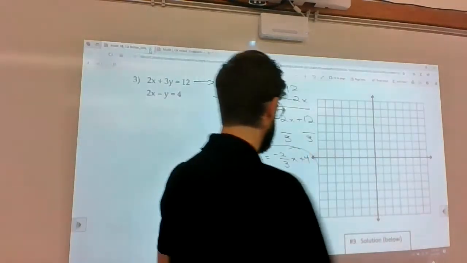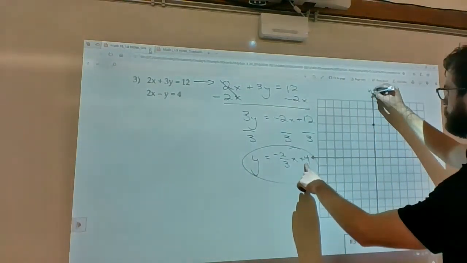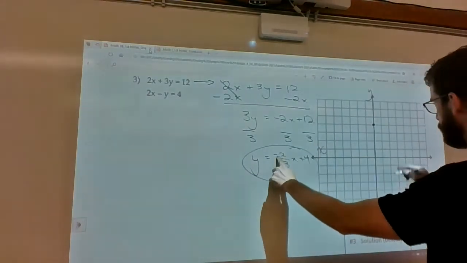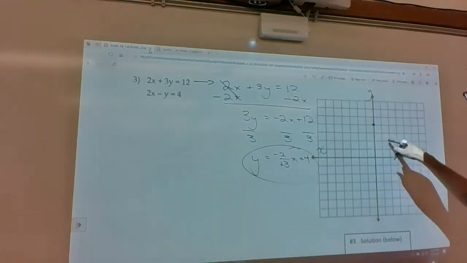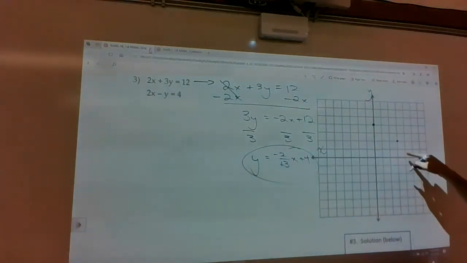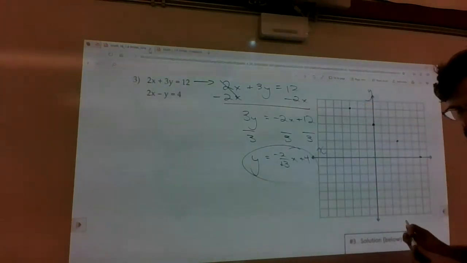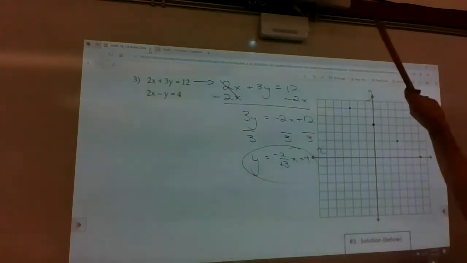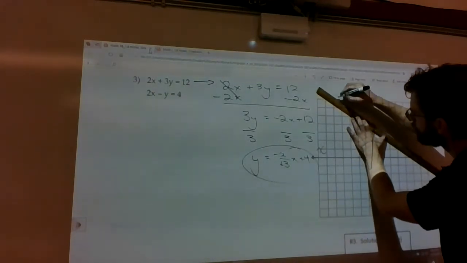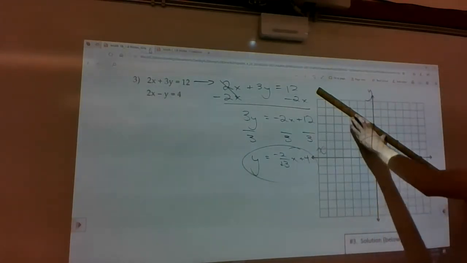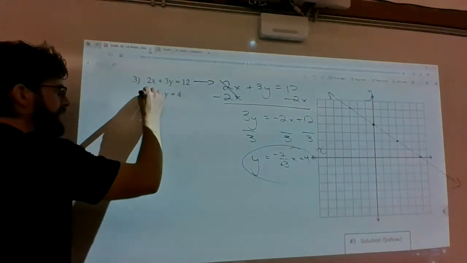There's our first one. Start at 4. 1, 2, 3, 4. Y-axis, x-axis. Down 2. Right 3. Down 2, right 1, 2, 3. Up 2, left 1, 2, 3. Beautiful. Do the same thing here.